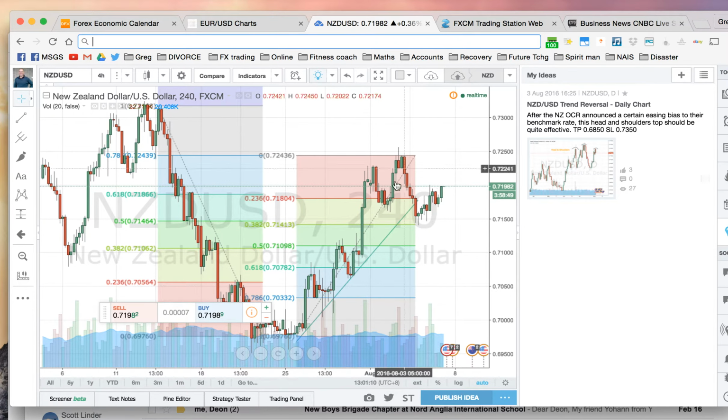And for this smaller move, we have just retraced only to the 38.2. So normally you should have a retracement of at least 50%. So that's why I'm looking for this pair to go down now. And there's a bigger reason for why it should move down, and I'll show you that in a minute.